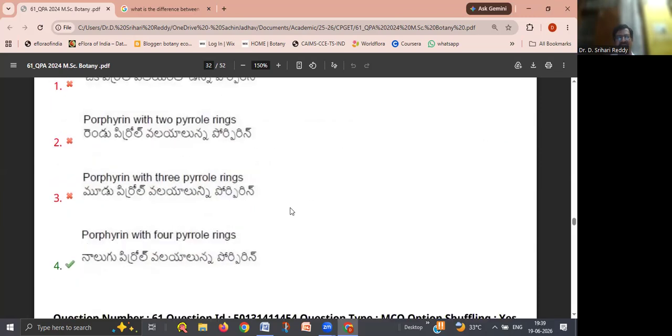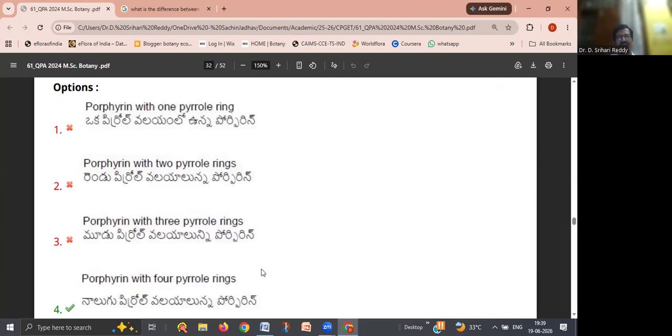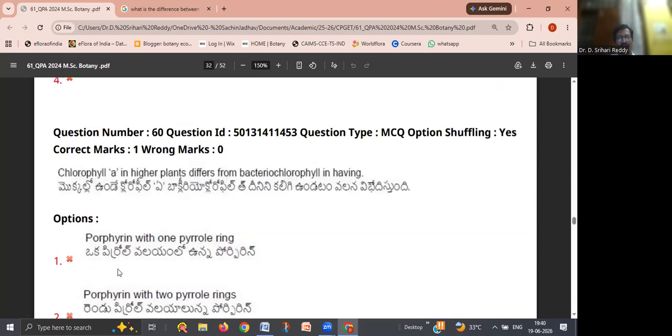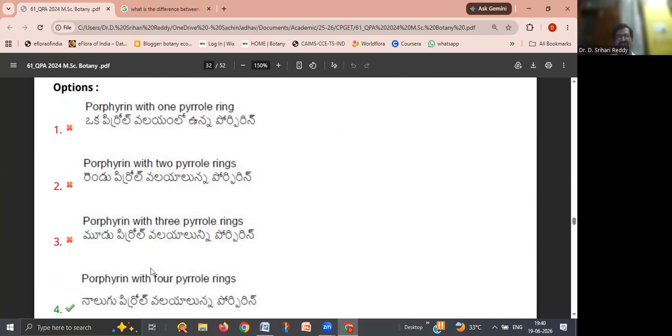Here the best or the nearest answer given is porphyrin with four pyrrole rings. But you should remember that in chlorophyll A, out of the four pyrrole rings, one is reduced. One reduced pyrrole ring is there out of four. But in case of bacteriochlorophyll, here also there are four pyrrole rings, but out of the four, two pyrrole rings are reduced. It has two reduced pyrrole rings. That you have to remember. Since they gave the answer like this, we have to choose the best or nearest answer, that is the porphyrin with the four pyrrole rings.